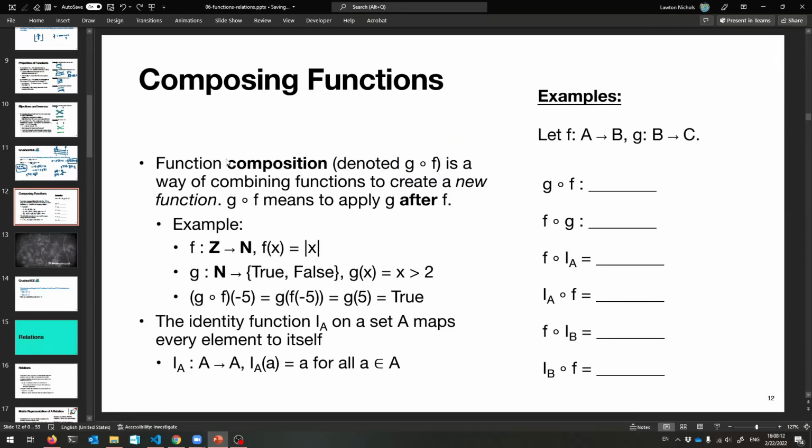You make a new function by composing two other functions, and their types, their domain and codomain, they have to match up in a certain way, okay? And here's the way. So when you want to compose functions, you write it like this. G, and this is like the compose symbol. You usually read it as like the word after, so do G after F. It's a new function. It means apply G after F.